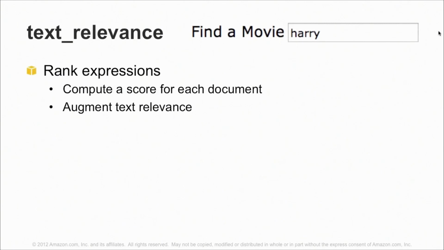So we can look at creating what we call a rank expression. This allows us to mix both the text relevance as well as other fields that we have in our document in an algebraic way to provide a score for that document. It allows us to augment the text relevance with more information.